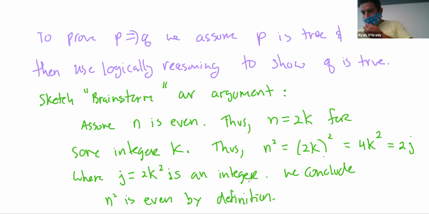I showed that n squared was 2 times an integer. Did I not? That's what I did. I showed that n squared is equal to 2 times j. That's 2 times an integer. That's what I needed to do. That is the definition. So I've just proven that n squared is even.